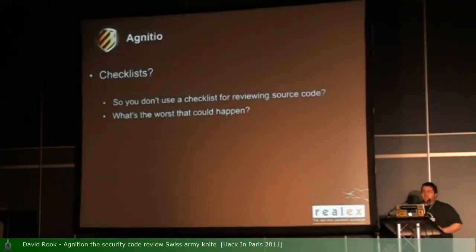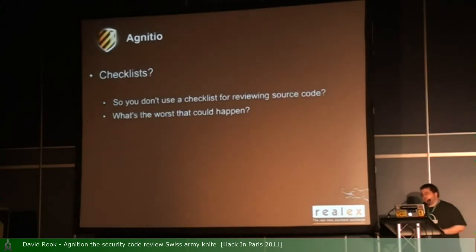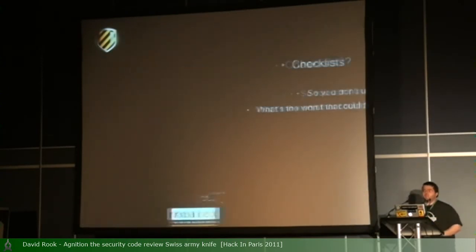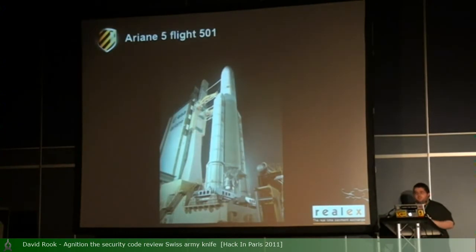I assume by now everyone who isn't using checklists at the moment might go and implement checklists themselves. But if you don't use checklists, what's the worst that could go wrong? We all know about security vulnerabilities and not finding them in code, but I wanted to show some more extreme examples of simple things that weren't found in source code that sadly led to people dying and over $1 billion worth of equipment being destroyed. There are three different examples. You might have heard of some of them.